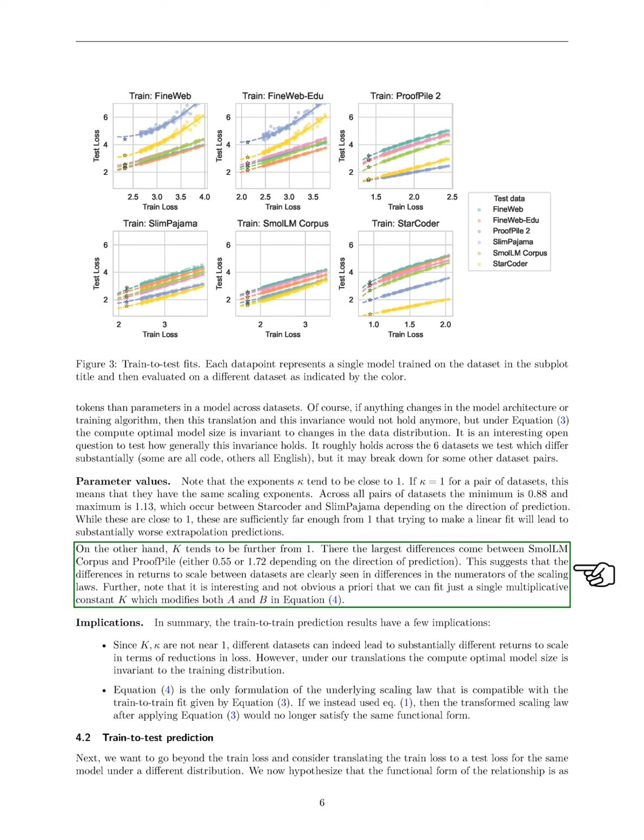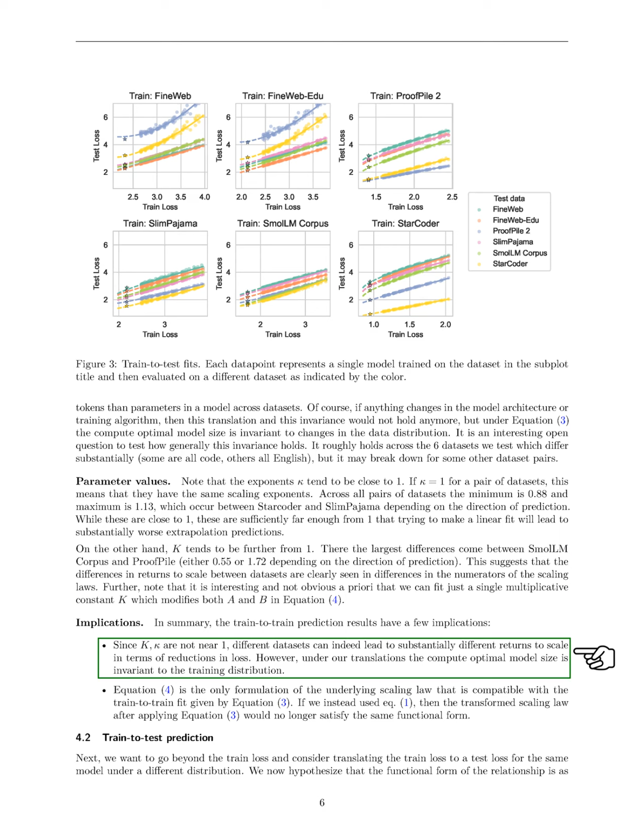In contrast, the constant we observe tends to be further from 1, with the largest differences appearing between certain datasets. This suggests that the differences in scaling returns between datasets are evident in the scaling law's numerators. It is also noteworthy that we can fit a single constant that modifies both components of the scaling law. In summary, our findings have several implications.